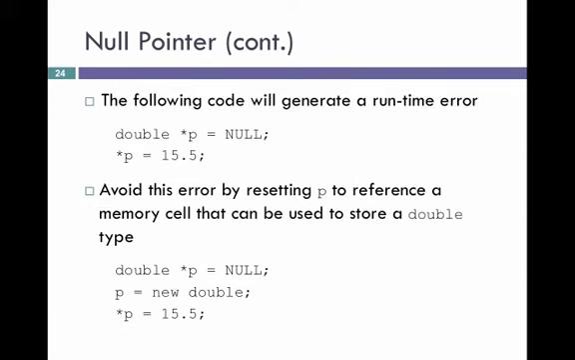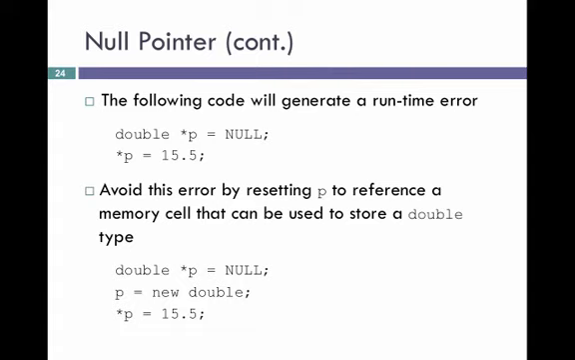So here's some code that will generate a runtime error. Here we declare P as a pointer to a double, and we set it equal to null, and then if we go ahead and try to set *P equal to 15.5, P isn't referring to a location where we can store a double. Since it's null, the program has no other choice but to halt.